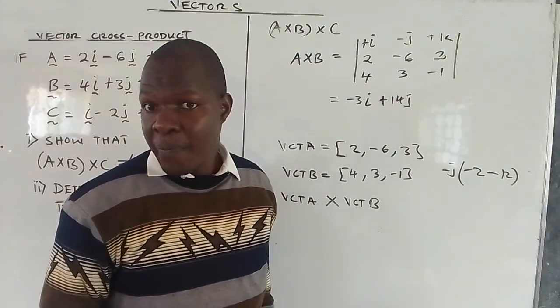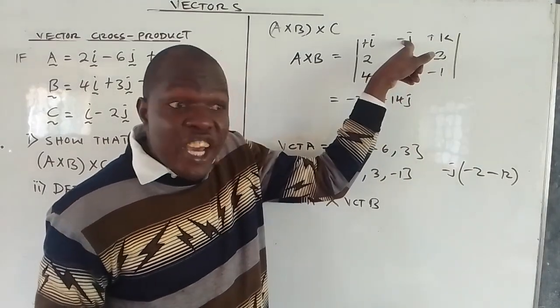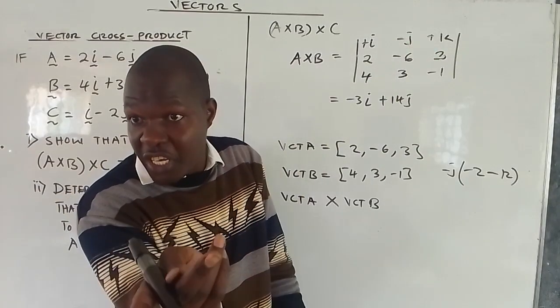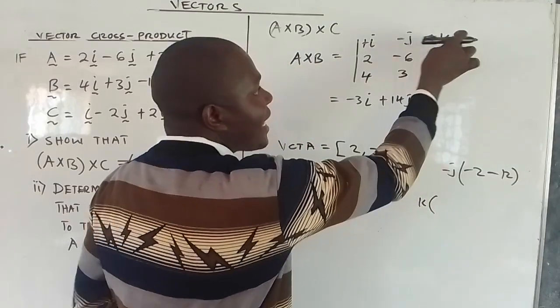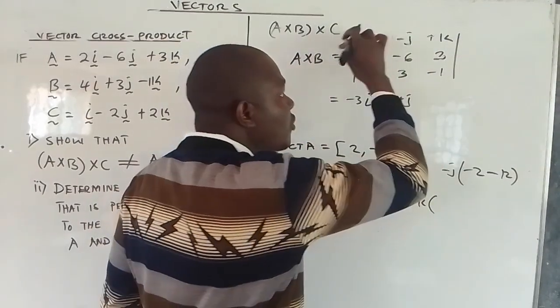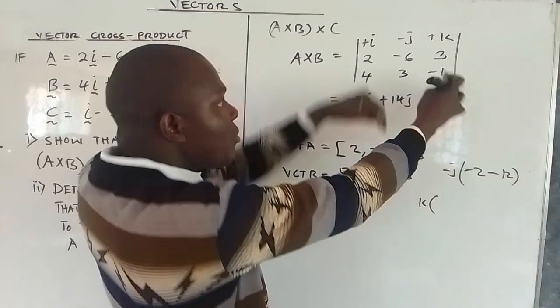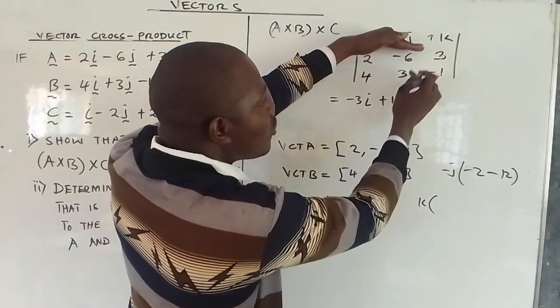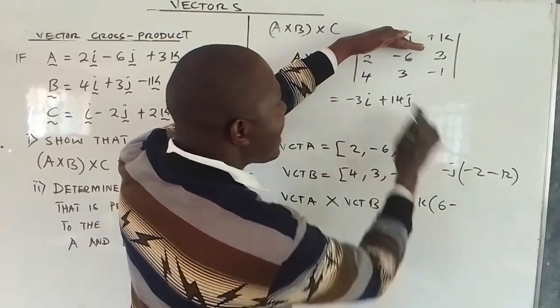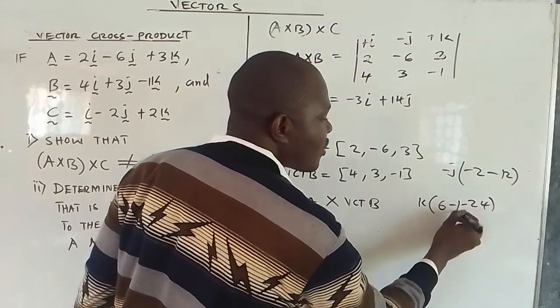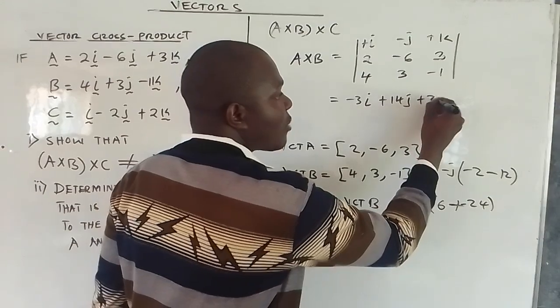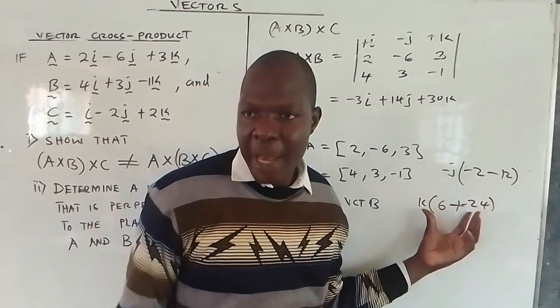Are we together? Meaning this j is always negative when it is a 3 by 3 matrix, isn't it? Move to the next one, positive k. K is in the first row, third column. So if you block the first row and the third column, what do you remain with? You remain with 2 times 3, which is 6, minus 4 times -6, which is -24. So negative into negative is positive, so you get plus 30k. All those steps are a waste of time.